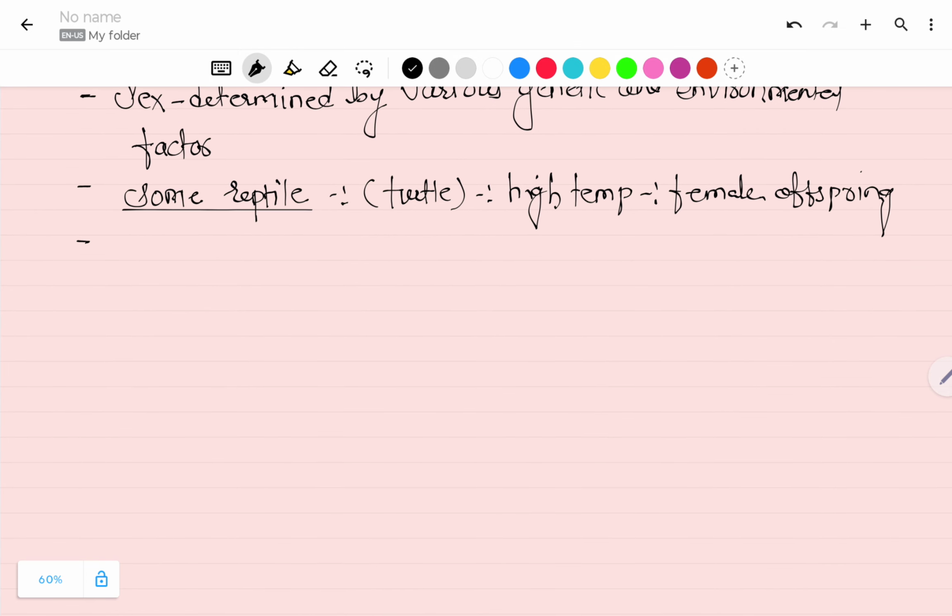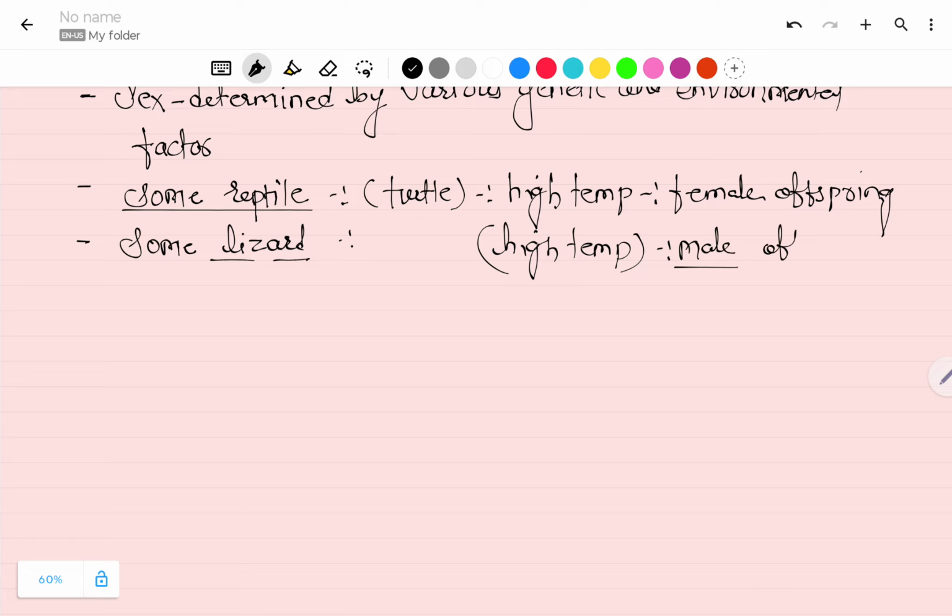But in some lizards, at high temperature they produce male offspring. So generally, environmental factors are also responsible for determining the sex of an organism.